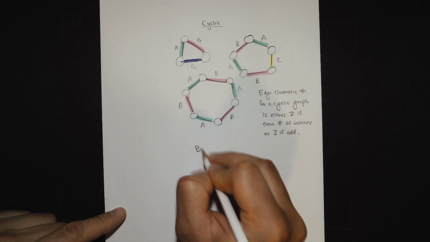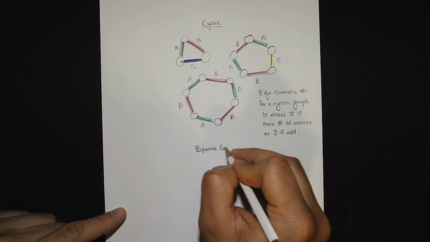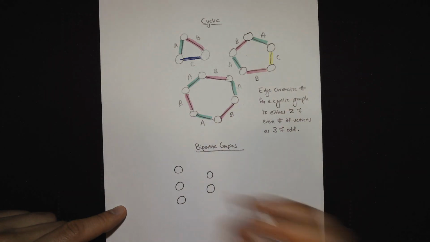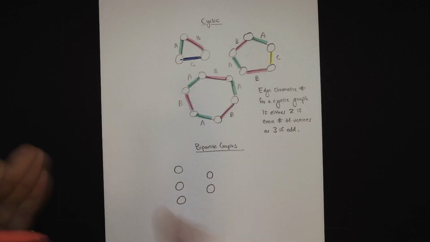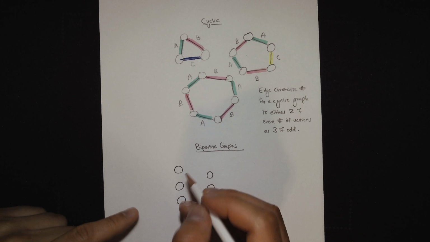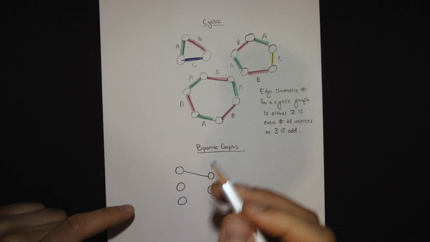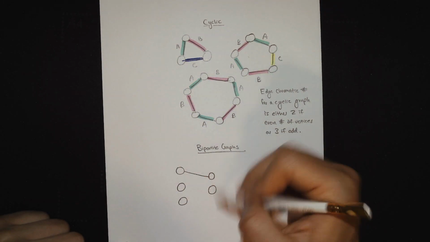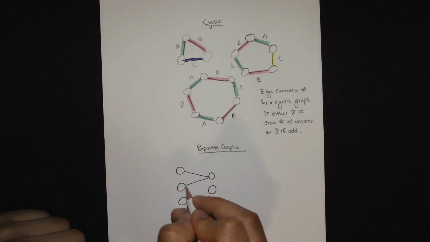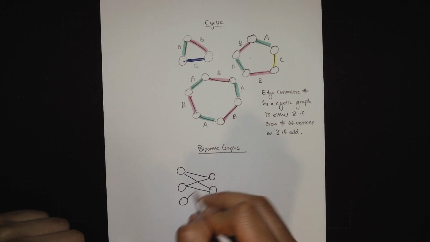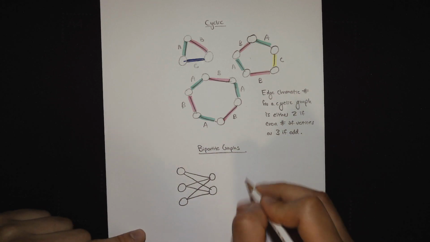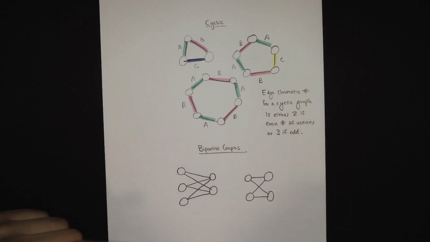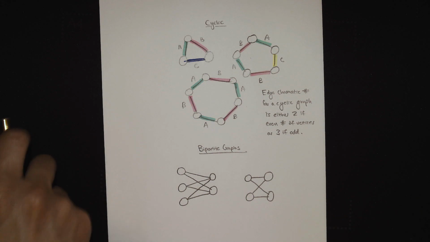And then we had bipartite graphs, which are graphs that consist of 2 columns of vertices, a left column and a right column, where all of the vertices in the left column are connected to the right column, and vice versa. All vertices in the right column are connected to vertices in the left column, but there are no connections among vertices in the same column. So here's an example of a bipartite graph. Another example of a bipartite graph would be this right here. The number of vertices in each column can differ.